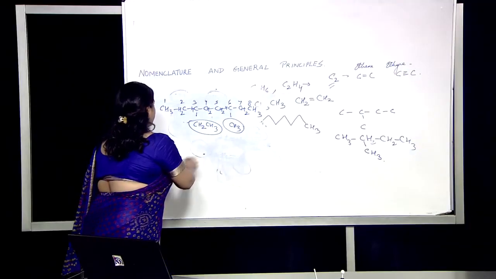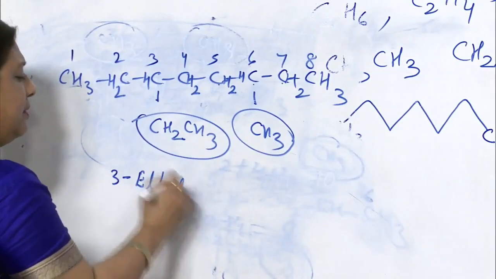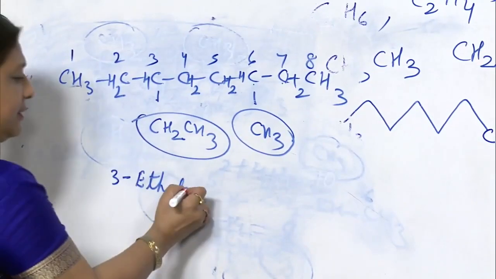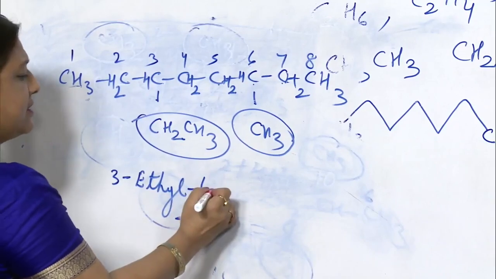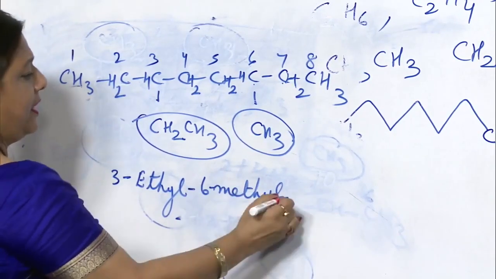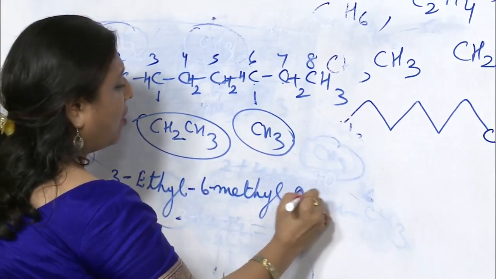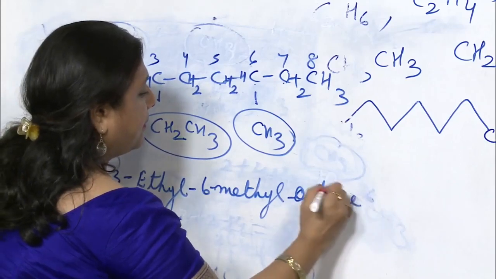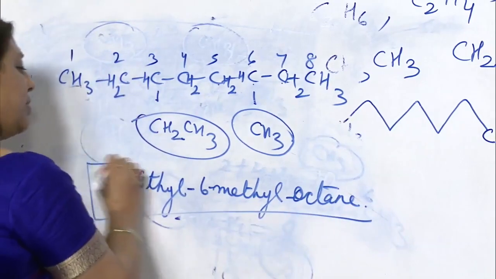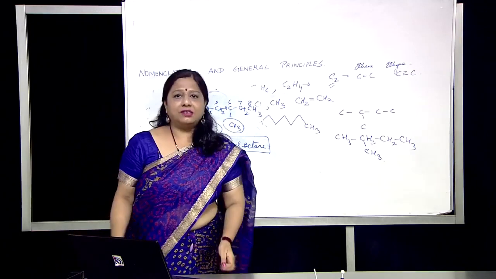So, then the name of the compound becomes 3-ethyl, 6-methyl, and then the parent chain is of 8 carbons, so it will be octane. So, the name of the organic molecule is 3-ethyl 6-methyl octane.